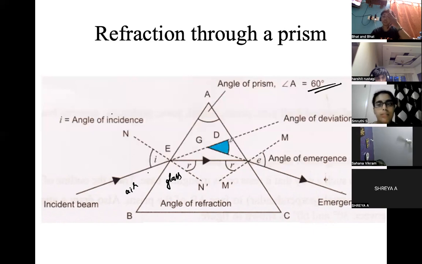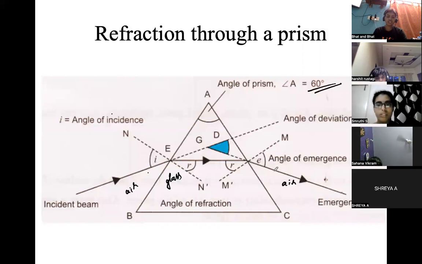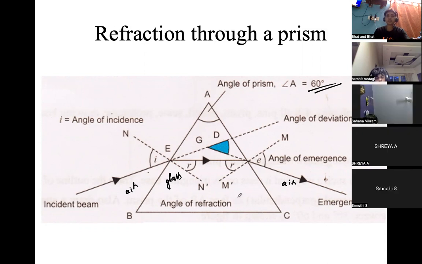So when it falls on AC, what happens? There is again refraction because the light is traveling from glass to air medium. So when the light is traveling from glass to air medium, it refracts again. It is traveling from denser to rarer medium. Therefore, it will bend away from the normal. Okay. So now it bends away from the normal.